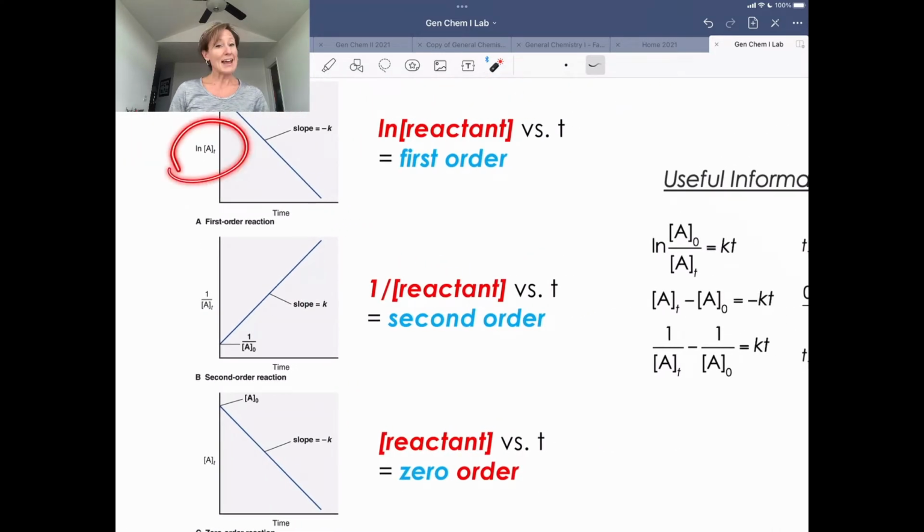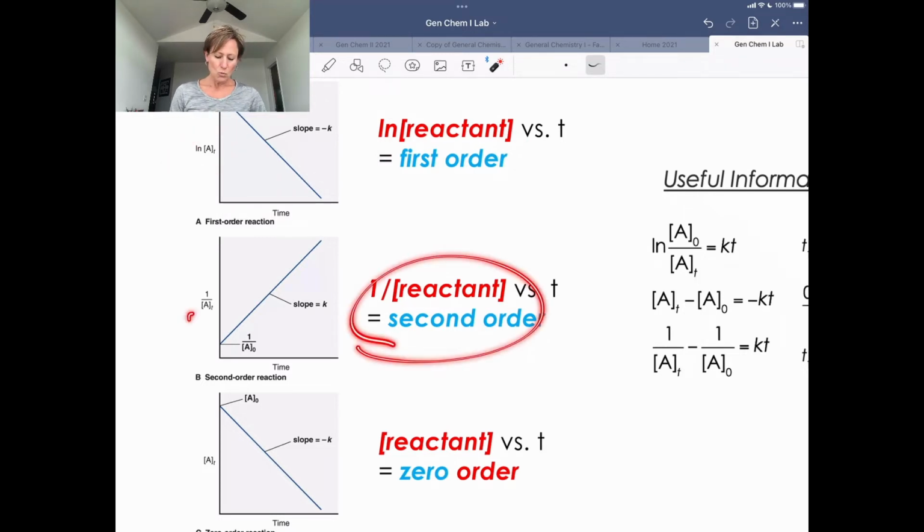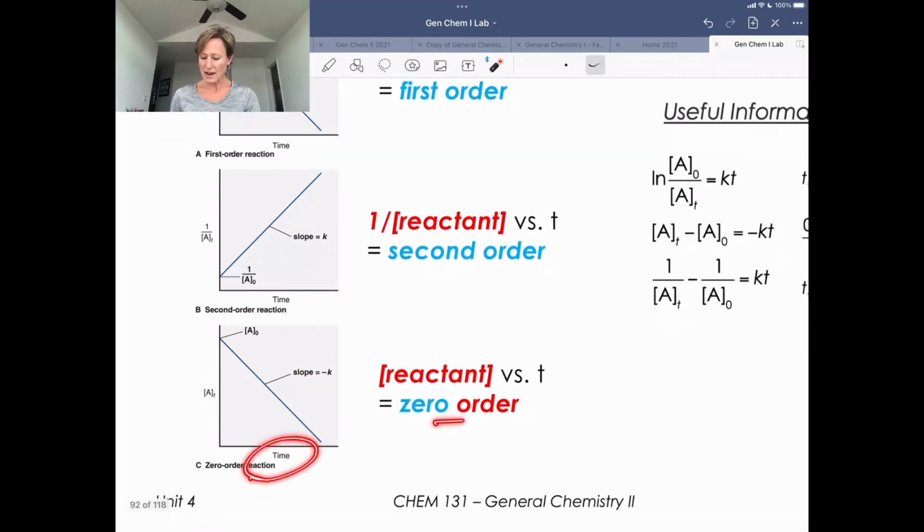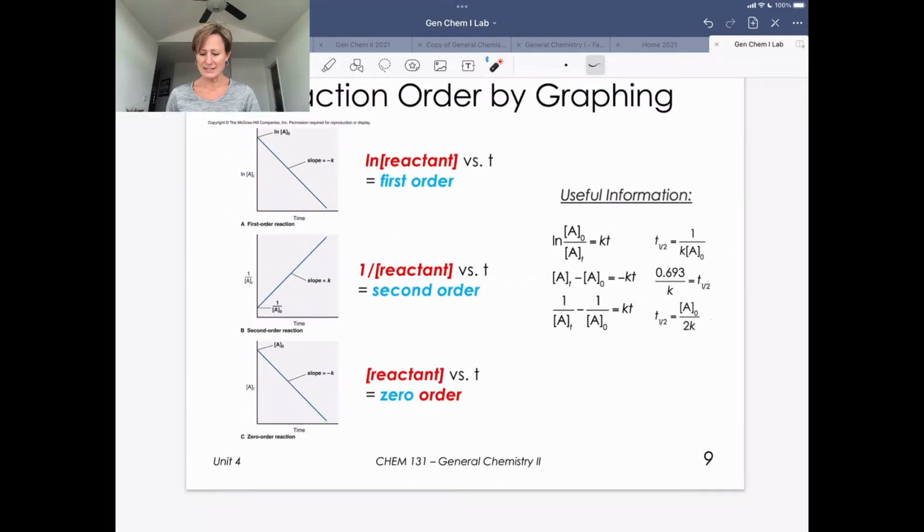So plotting the natural log versus time, if that gives a straight line, that tells us that the reaction is first order with respect to that species. Second order will have a straight line when you plot 1 over the reactant concentration as a function of time. And if you get a straight line when you just show the reactant concentration as a function of time, that's going to be 0 order. So we can use graphical data to determine reaction order. And that's what we're going to do in this lab.